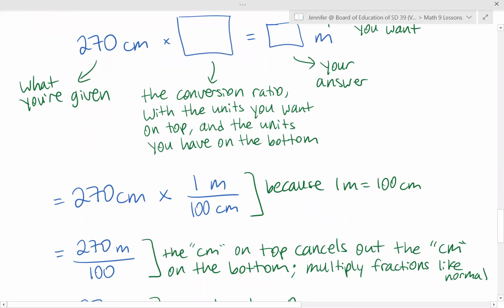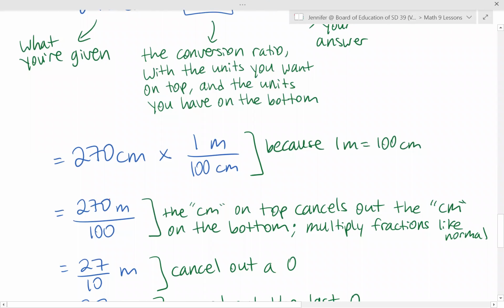So then we can do some calculations. This centimeter and this centimeter actually get to cancel out because this one is on top and this one is on the bottom. So the centimeter on the top cancels out the centimeter on the bottom. And then you can just multiply fractions like normal. So remember, if we have 270 times 1 over 100, that's the same thing as 270 over 1. Because if a denominator is not written, then the denominator is 1. So then you just multiply the tops together and you multiply the bottoms together. So pretty easy calculation there. And that's how I get to 270 meters over 100.